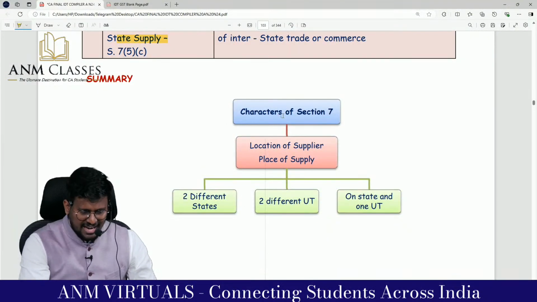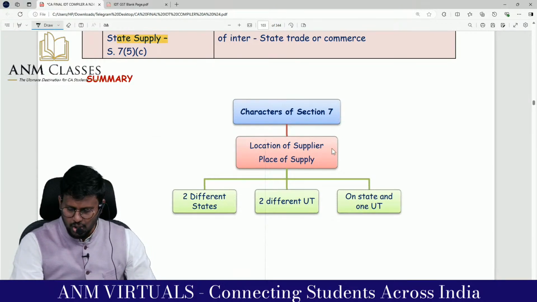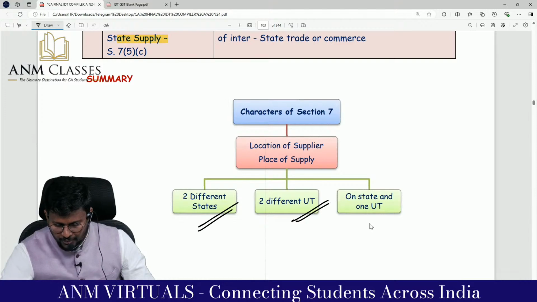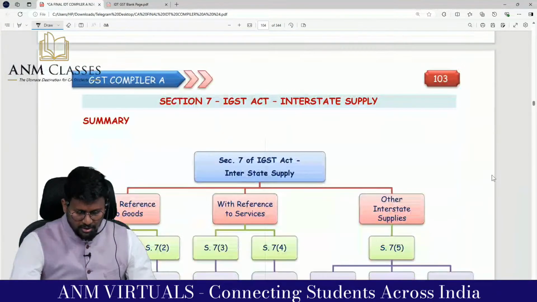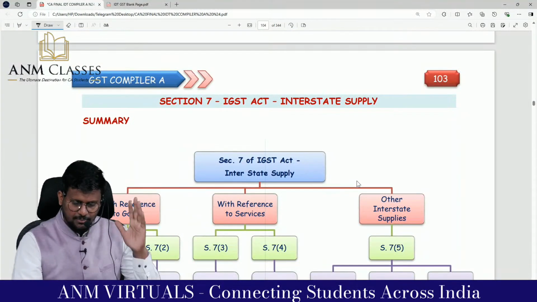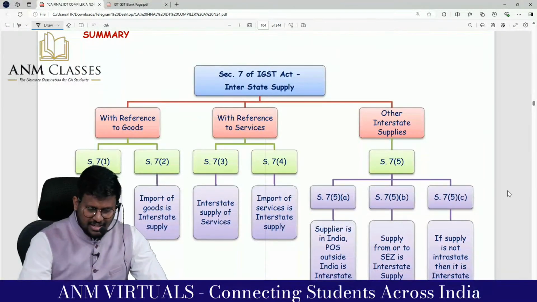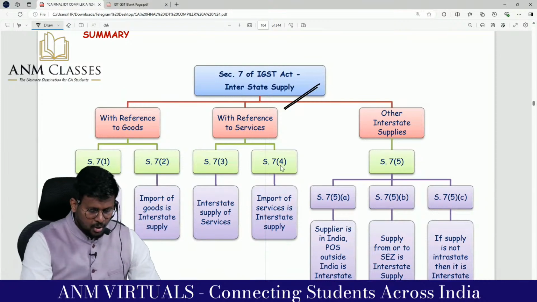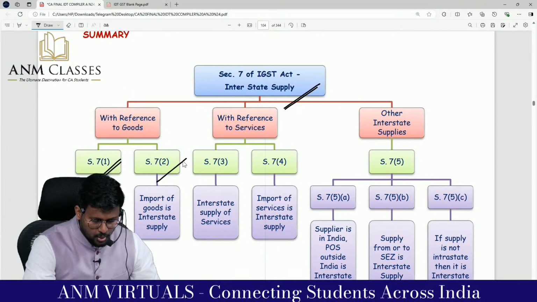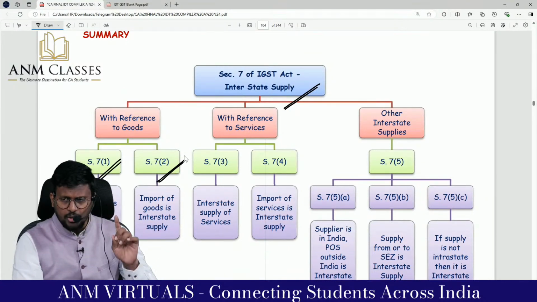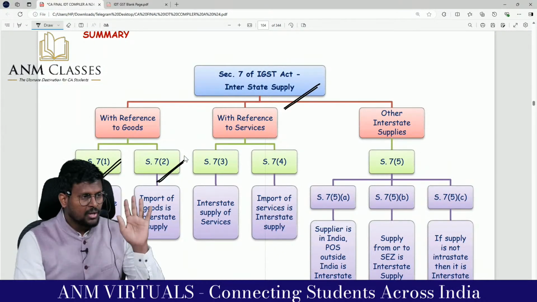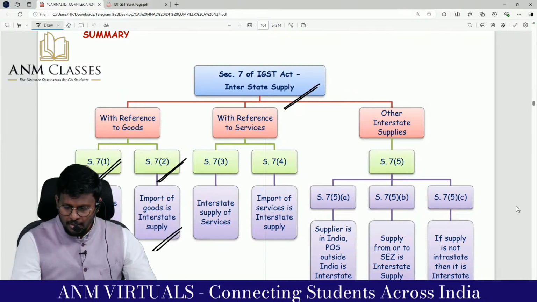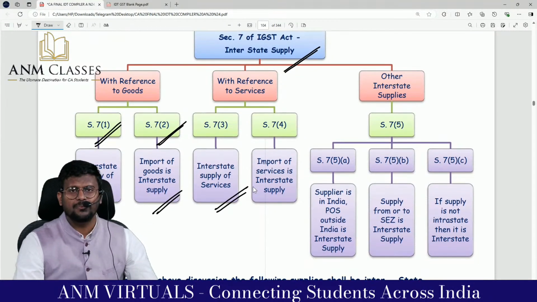So one line summary of section 7: where the location of the supplier and the place of supply are in two different states, or one state and one union territory, it shall be treated as interstate supply. Section 7 of the IGST Act talks about interstate supply with reference to goods in 7(1) and 7(2). 7(1) is interstate supply of goods. 7(2) is a clarification section: import of goods is an interstate supply. 7(3) is interstate supply of services.